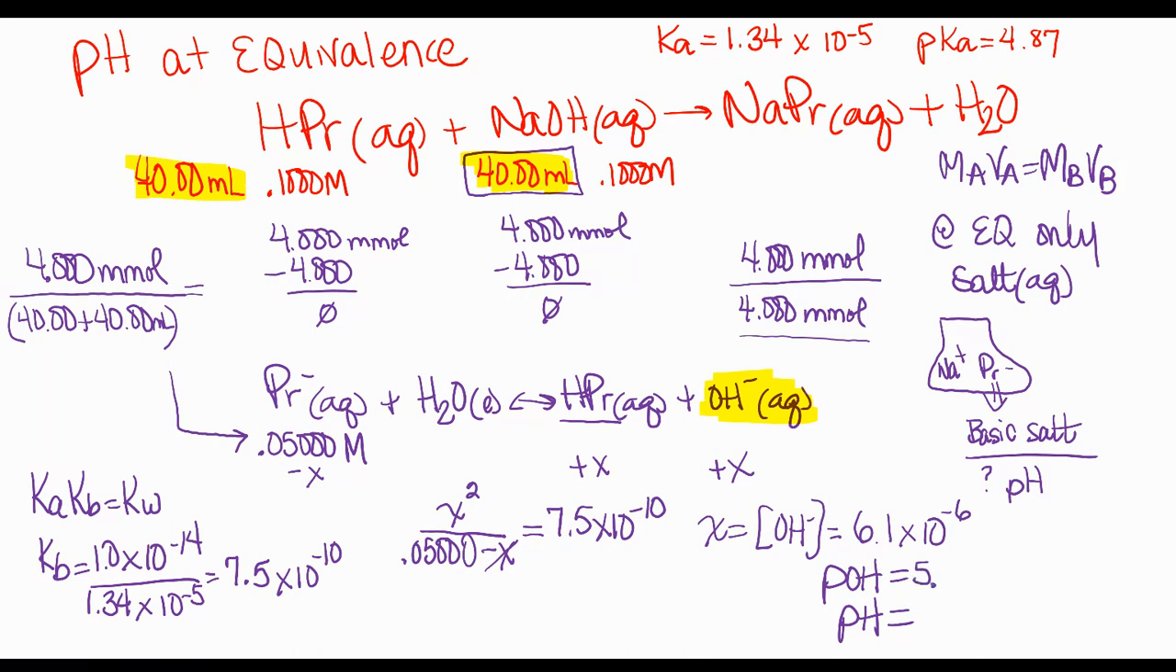5.21. And then I'm going to subtract that from 14. 8.79. Which, remember, our Ka was just a little bit different than the one from that book, which is the 8.80 that's shown on the graph.